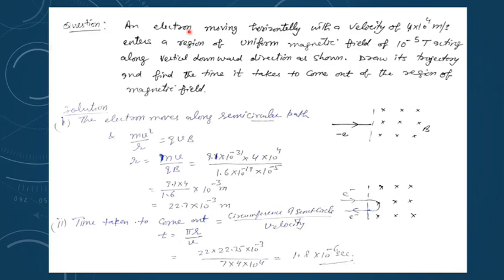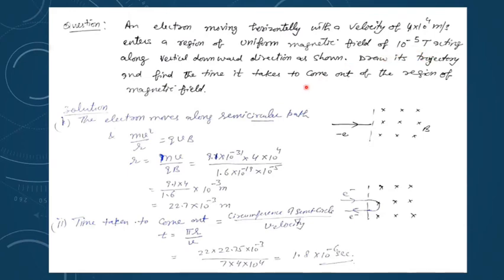Clear? Okay, I am reading the next question for you. This is all on the motion of the charged particles. An electron is moving horizontally with a velocity of 4 into 10 raised to the power 4 meter per second. This is the velocity, which is entering a region of uniform magnetic field 10 raised to the power minus 5 Tesla. This is the value of the magnetic field given.